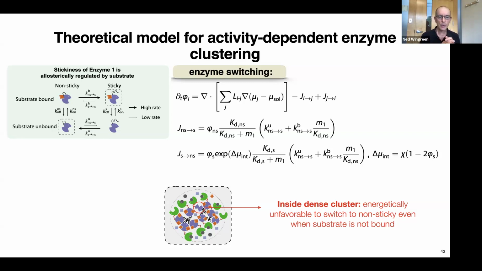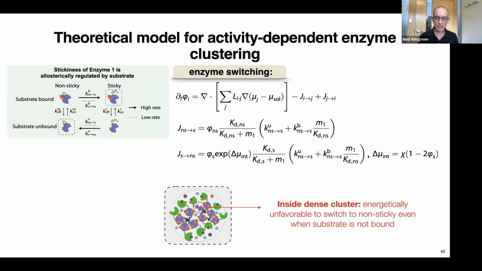That is, for example, if an enzyme is in the middle of a cluster and it's got nothing allosterically bound, you might say, well, I want that to become switched to non-sticky, but it is now surrounded by other sticky enzymes. And so we have to point out that that makes it favorable for it to be in a sticky state. If you're surrounded by sticky friends, that might tend to keep you in a sticky state. And so we have to take that into account in the equations.